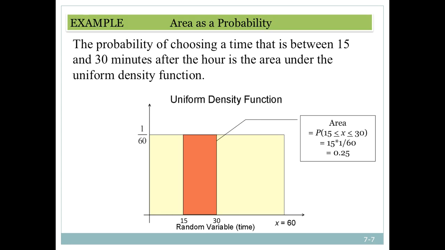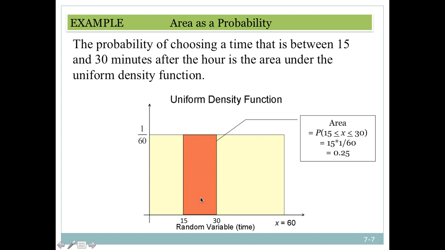So for example, if we want to find the probability of choosing a time that's somewhere between 15 and 30 minutes after the hour, what we're going to do is take the grouping of our uniform density function from 15 to 30 minutes, and we can just shade this here. So we have 15 to 30 minutes. We know that this is now a rectangle that has a width of 15, okay? And then the height of this rectangle is still 1 over 60.